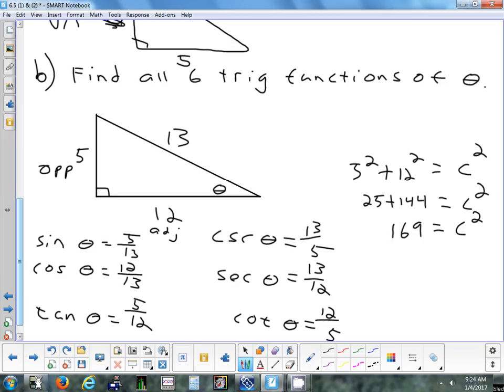Okay. So those are the 6 trig functions of that triangle. We still have no idea how big this angle is, but we know 6 things about the angle. And any one of these pieces of information is enough to find out the size of that angle. Any questions on that?